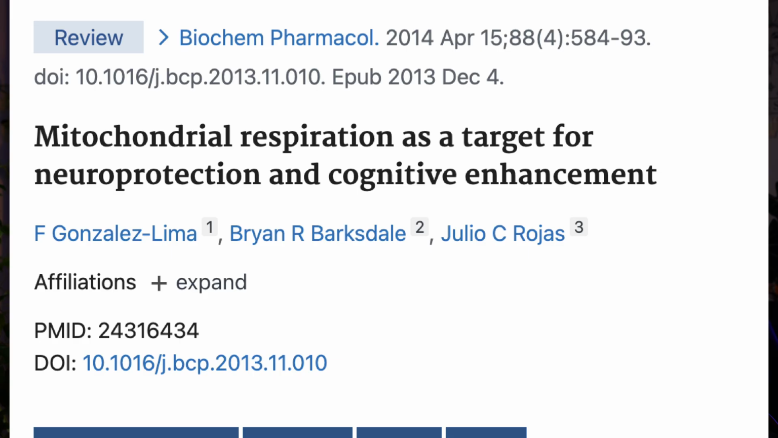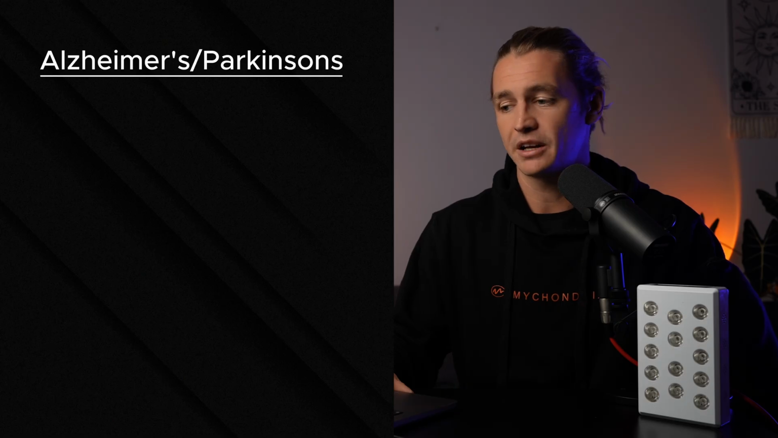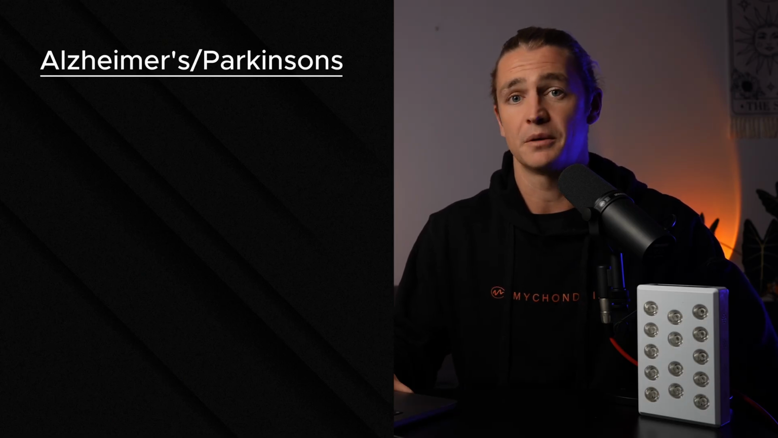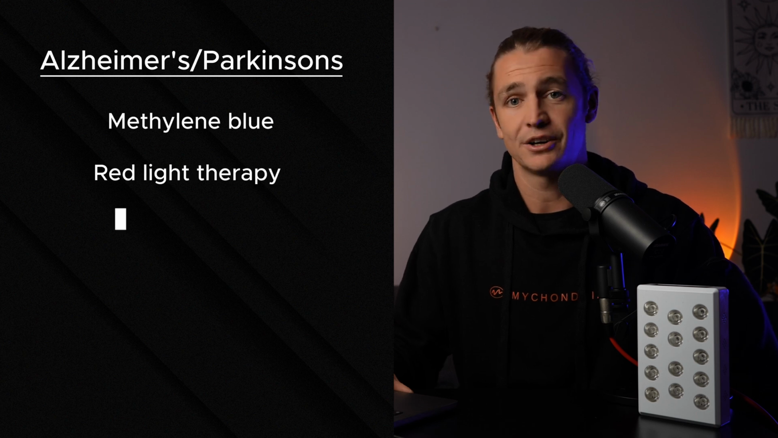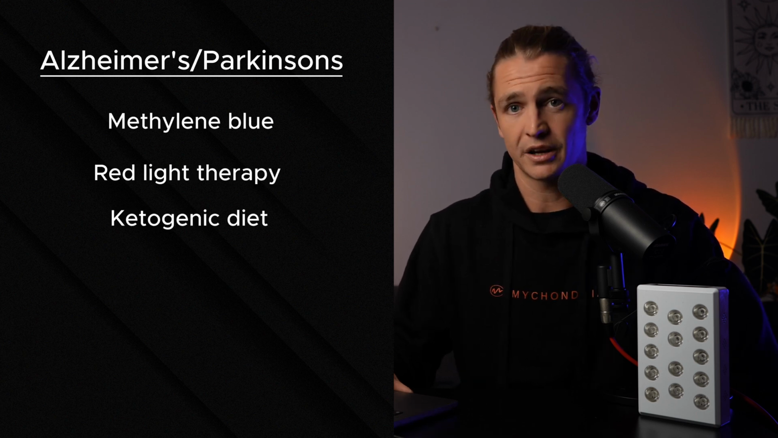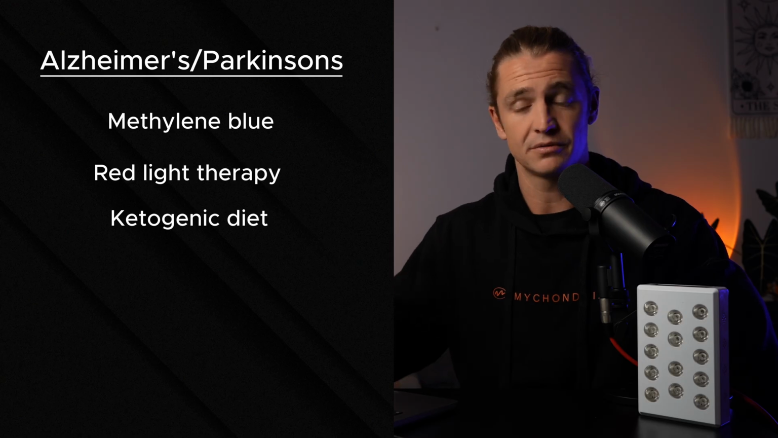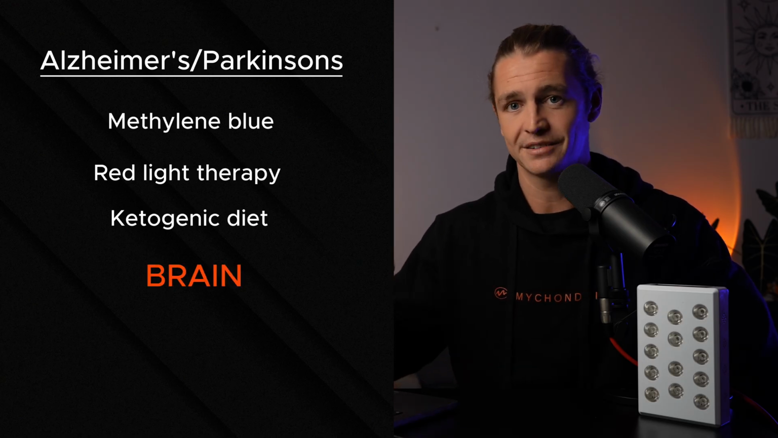So the first study is titled Mitochondrial Respiration as a Target for Neuroprotection and Cognitive Enhancement. So this one looked at combining a few things together for Alzheimer's and Parkinson's, and they were combining Methylene Blue, red light therapy, and ketogenic diets. So if you want to find out more about that, you can go and read the study yourself or comment the word brain down below.